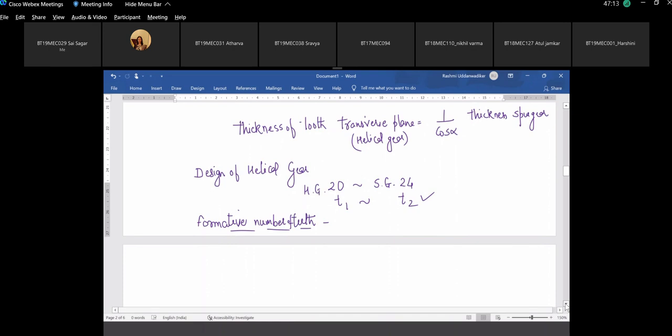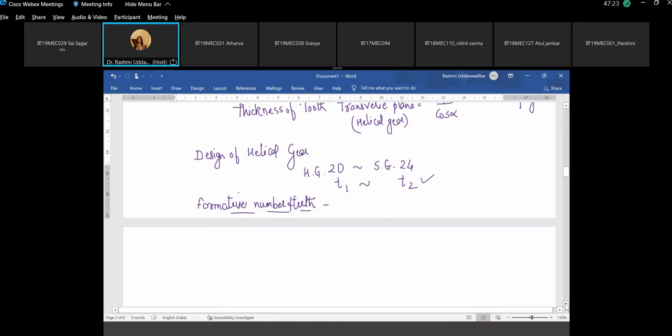So the formative number of teeth gives the spur gear equivalent of a helical gear. So if you use the formative number of teeth as the number of teeth in all those formulas where we use the Lewis form factor, something minus something upon T, then instead of T, if we use Tf, the formative number of teeth, that becomes the formula for the helical gear. So how do we get this equivalent number?